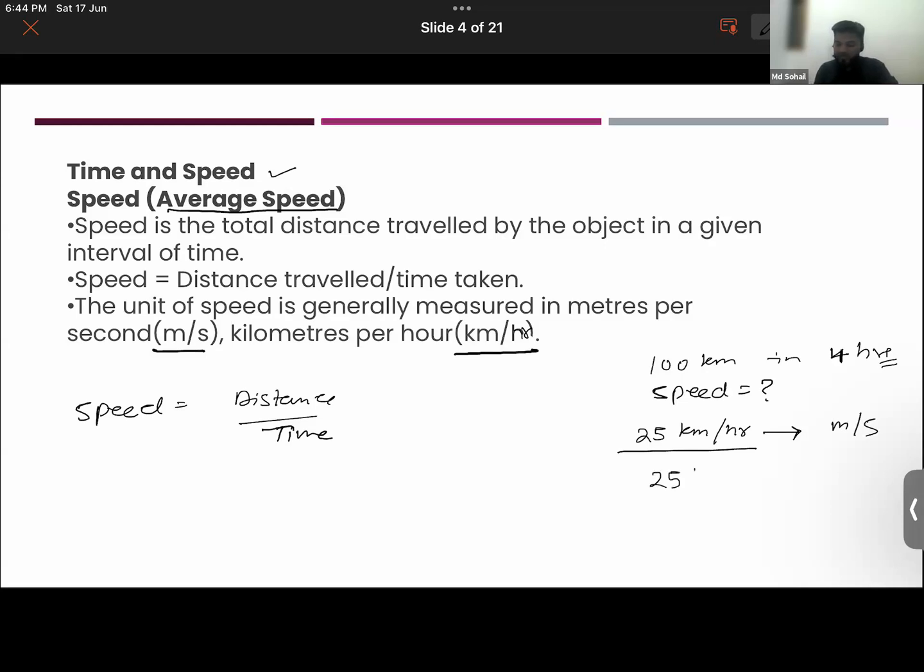We do it like this. It is 25 kilometer per hour. 25,000 meters, exactly, 25,000. Then 1 hour will be converted into minutes first, then into seconds. So like this, we can find out the unit. Or you can simply write it like this. If you are given any speed in kilometer per hour, to convert it into meter per second, we can simply multiply the given value by 5 upon 18. Let's see how we are doing this.